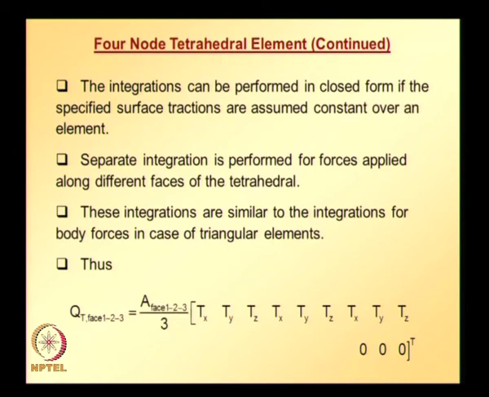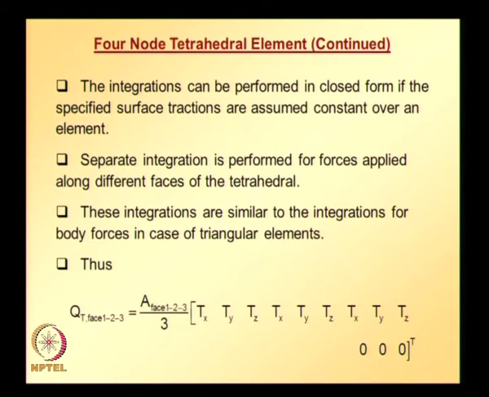It is given by area of face 1, 2, 3 divided by 3 times a vector consisting of components of tractions that are applied. It can easily be noticed, since we are dealing with the face joining nodes 1, 2, 3, if you see this vector, it is having non-zero components corresponding to nodes 1, 2, 3 and 0 components corresponding to node 4. And also it can be noticed that the total load on the face 1, 2, 3 is divided equally among all the 3 nodes defining that face.